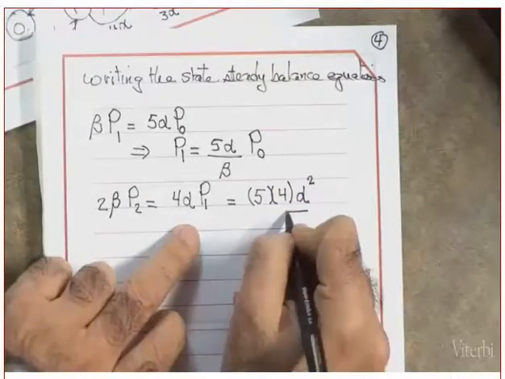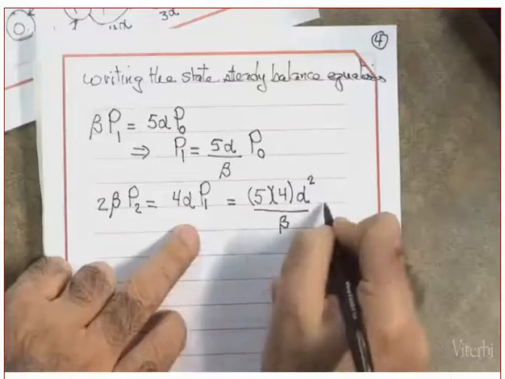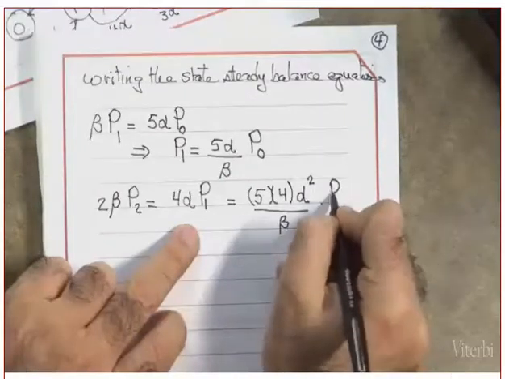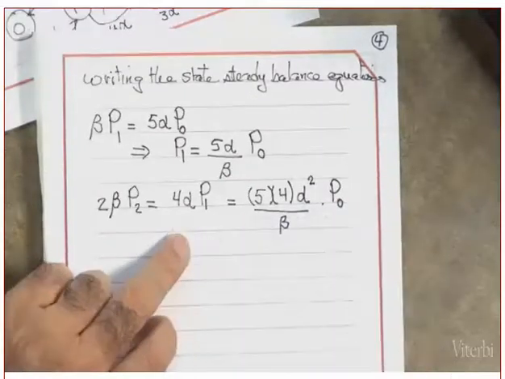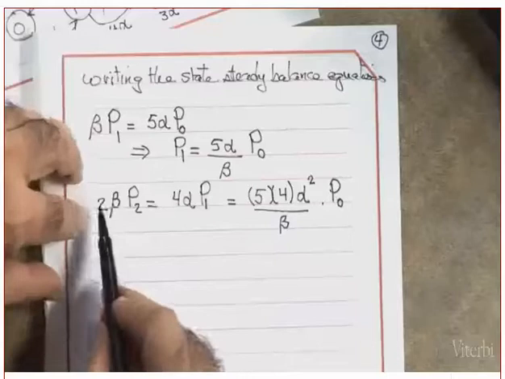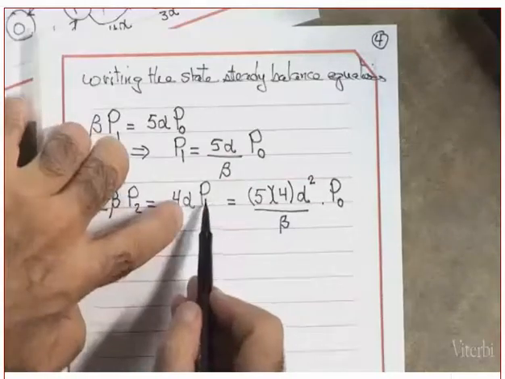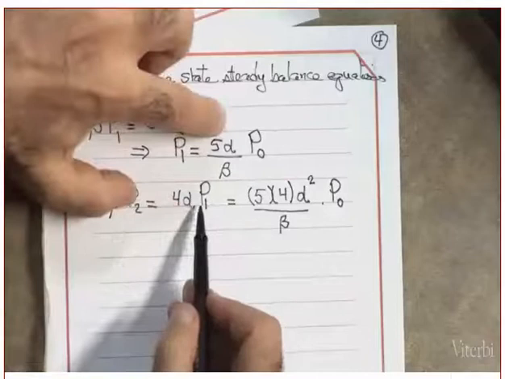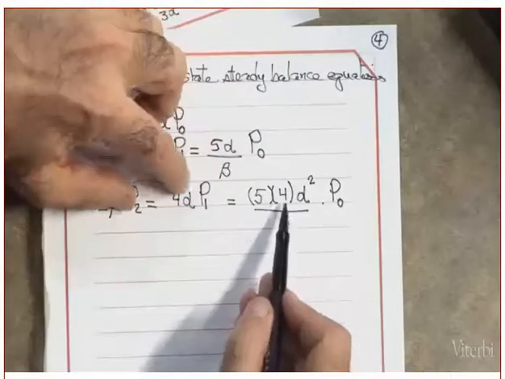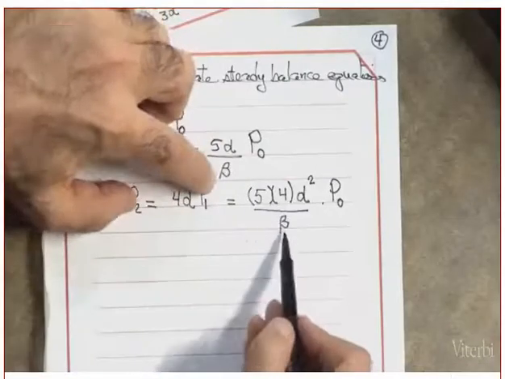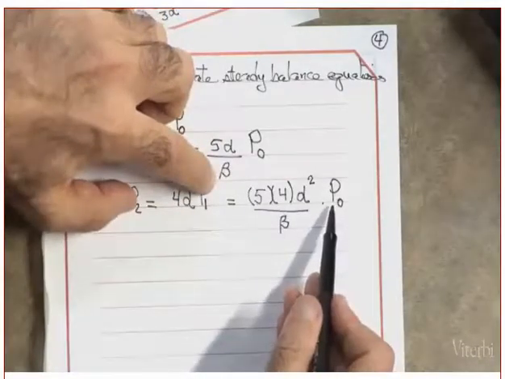Alpha square over beta times what? Did you lose me? Okay, one more time. 2 beta P2 equal to what? 4 alpha P1, and P1 is what? Is 5 alpha, so it's what? 5 times 4 alpha square beta P0.